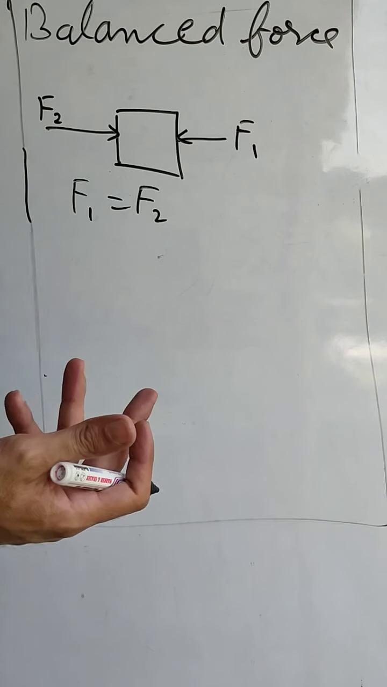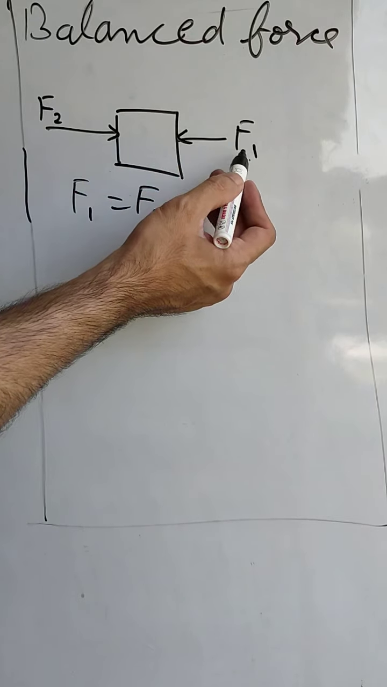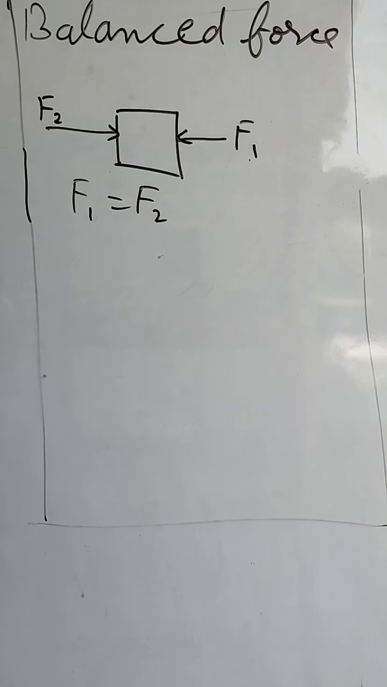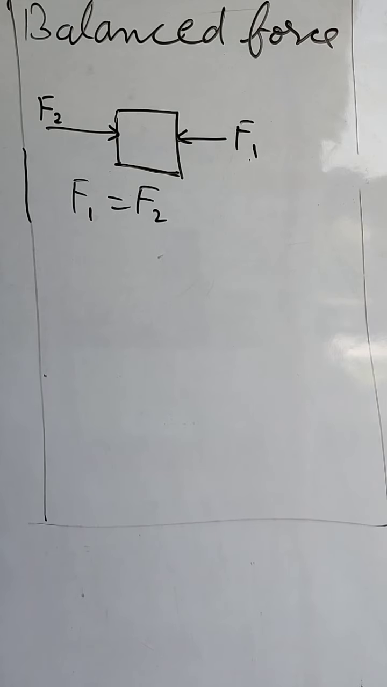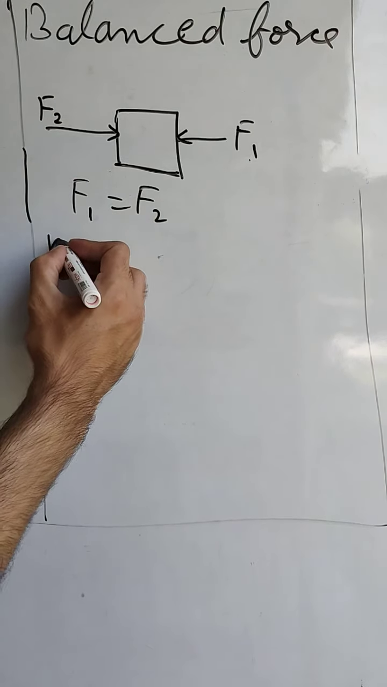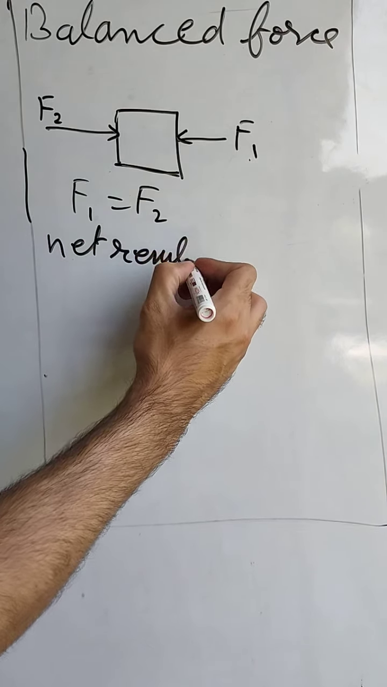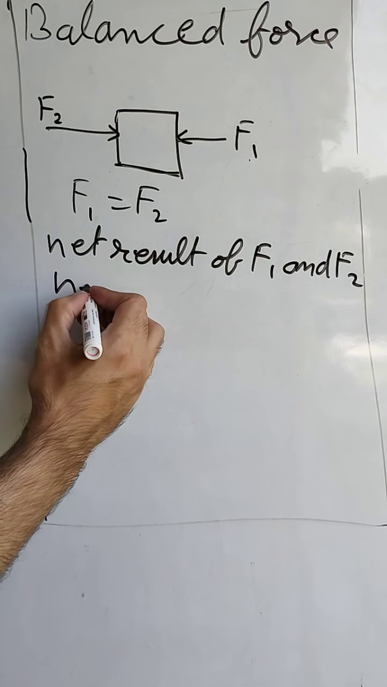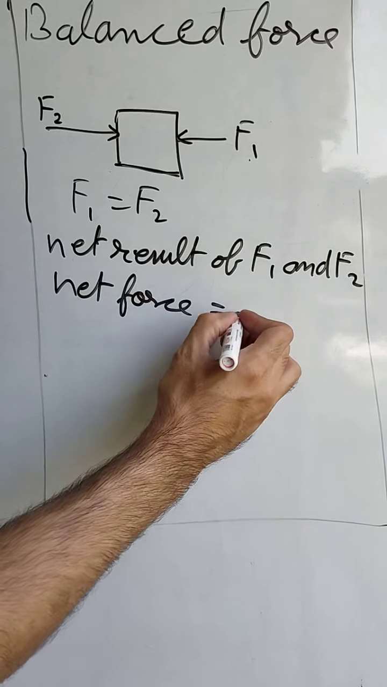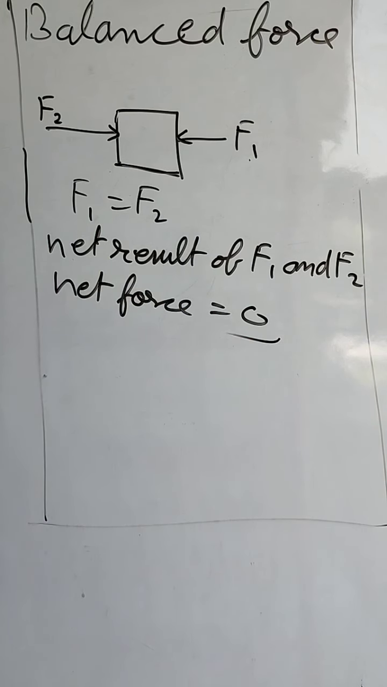Now, applying common sense, we can see that if both F1 and F2 are equal in magnitude and they are directed in opposite directions, towards each other, then the box will stay in its place. It will not do any motion. So that means the net result of F1 and F2, or we can say the net force here, is equal to 0, because the body is not changing its state. It is not moving, it is continuing to stay in rest position. So we can say that net force equals 0.